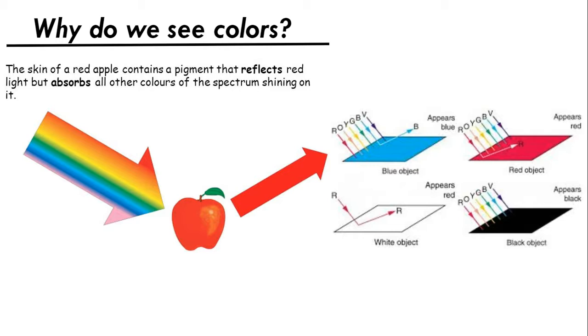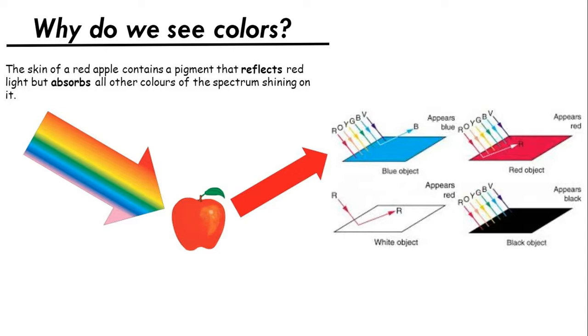So why do we see colors? Let's take an example of the apple here. The skin of the apple contains a pigment that reflects red light but absorbs all other colors of the spectrum shining on it. White light coming in is made up of all the other parts of light: red, orange, yellow, green, blue, indigo, violet. When all those different types of visible light combine, we have white light. That white light comes in, it hits the apple. The red pigment in the apple absorbs all the other colors of light, but it reflects the red light, which is why we see the apple as red.